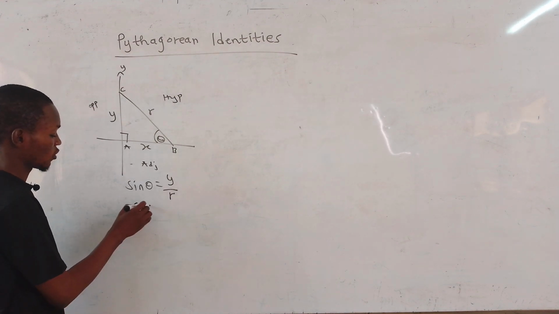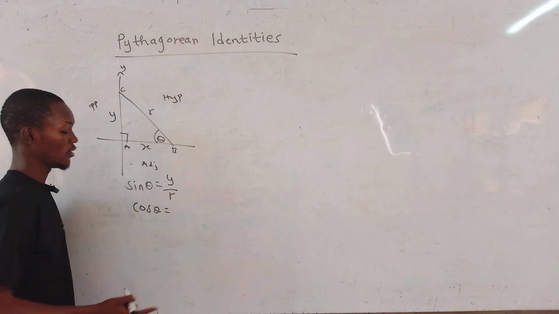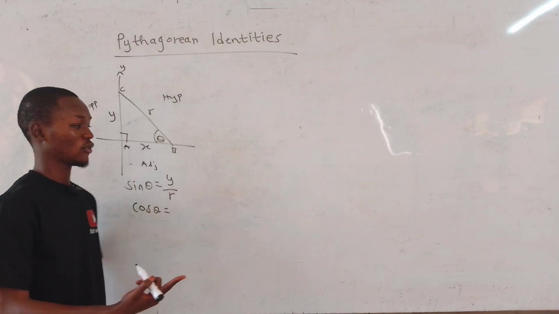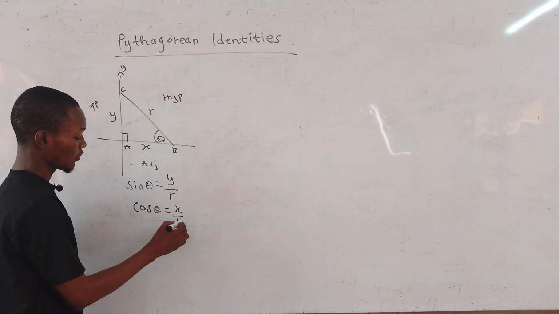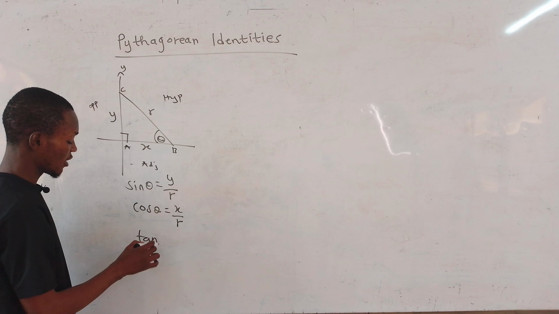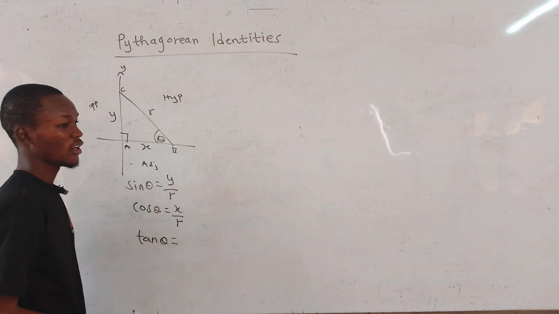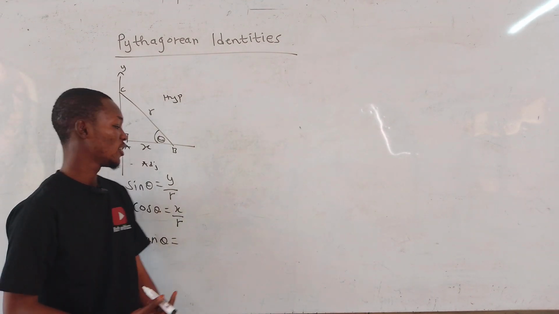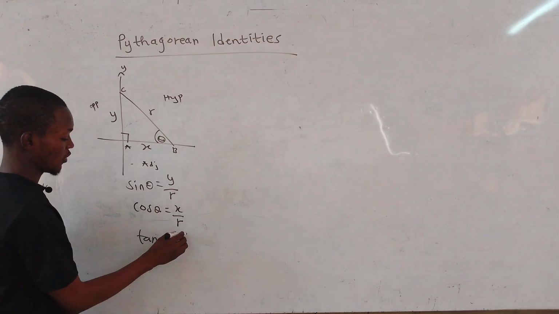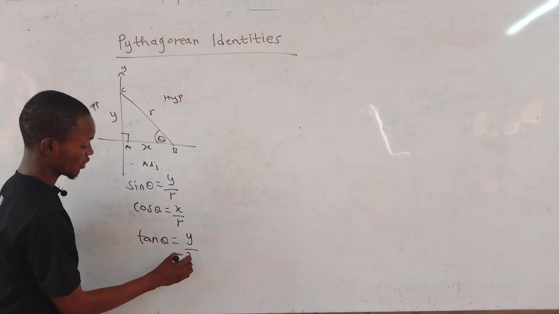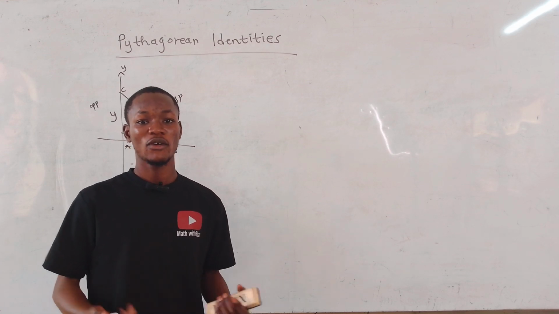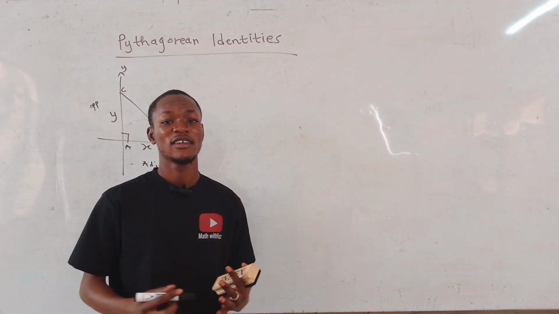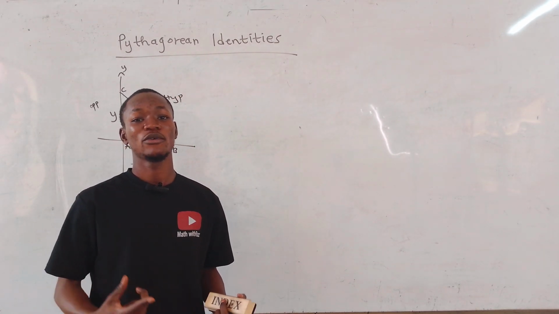And to find the cos of the angle given, cos is adjacent over hypotenuse. So our adjacent here is x, and the hypotenuse being r. And then last, we find the last function, which is the tan function, which is opposite over adjacent. So opposite being y, and the adjacent being x. Good.